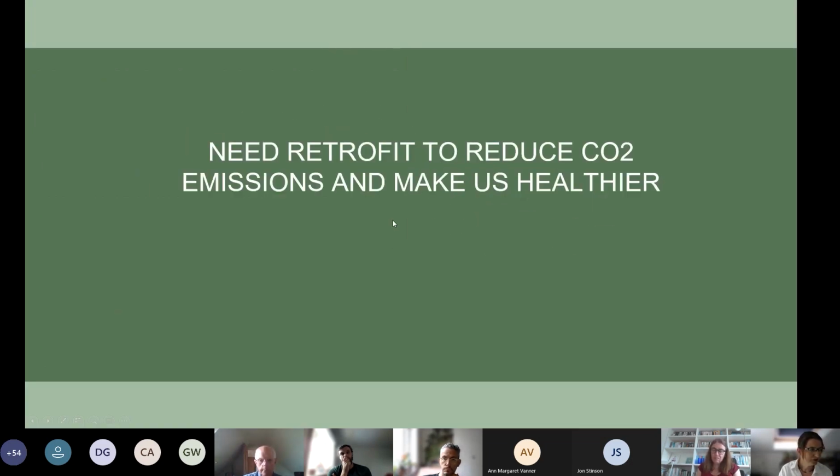So just to conclude, why do we need retrofit? We need retrofit to reduce carbon dioxide emissions so we can get to net zero, but equally importantly, we need retrofit so we can make our buildings healthier for people to live in and work in and play in.